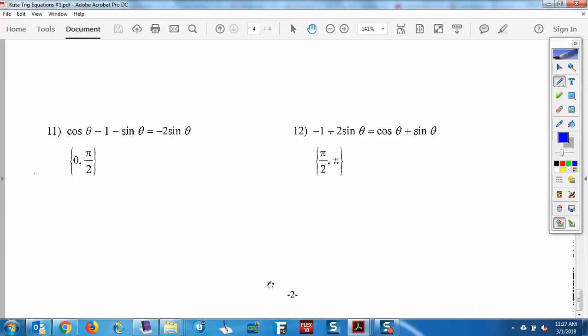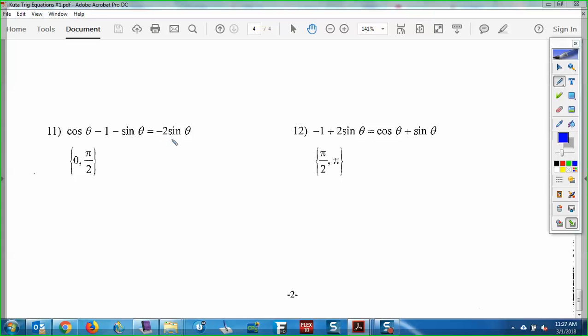All right, what about those last ones? We'll do one of those where we square it. Number 11, okay? And here's how you figure this out. Let's say we can add the 2 sine over here. So now we've got cosine minus 1 plus sine equals 0. Is that what we'd have?